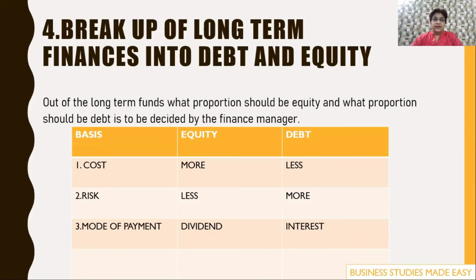But the second point, risk. Equity is much less risky than debt, because with debt you have to pay, whether you have profit or no profit, you have to pay the interest on debt. So there's an element of risk. But in case of equity, the risk is not there, not as much as in debt, because if there's no profit, you're not bound to pay dividend. If you have profit, then you pay dividend. If you don't have profit, then you're not bound to pay dividend. And then the mode of payment, in case of equity, it's dividend. And in case of debt, it is interest. So again, the finance manager has to see the breakup.